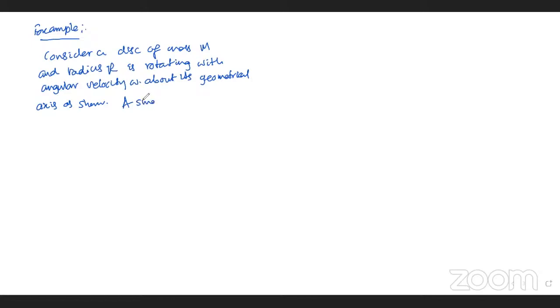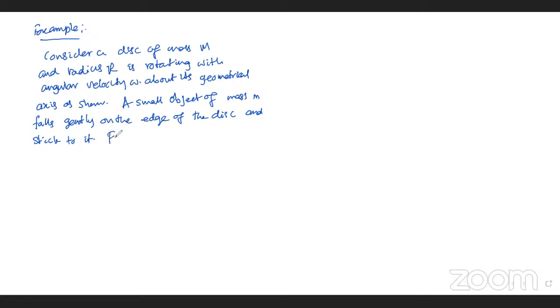Then a small object of mass m falls gently on the edge of the disk and sticks to it. Find the angular velocity of the disk.